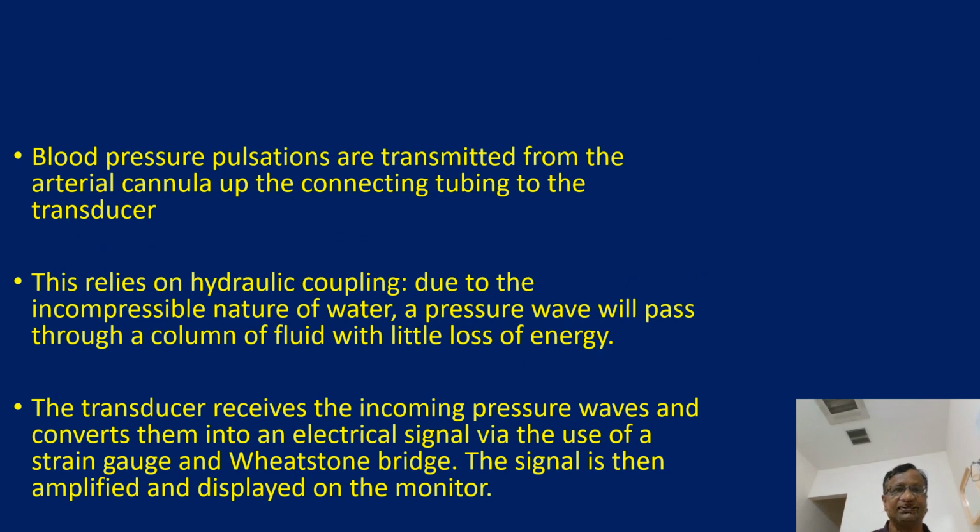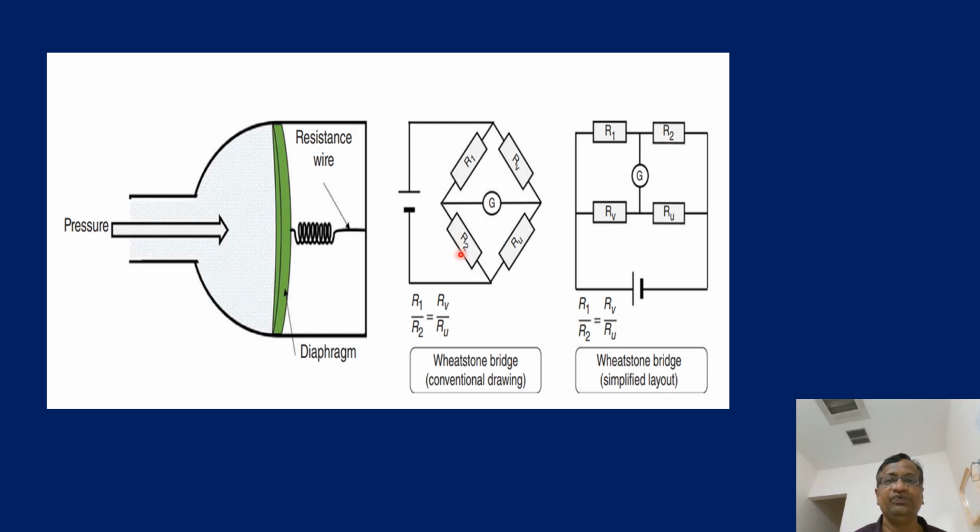Transducer, yes. The blood pressure pulsations are transmitted from the arterial cannula through the connecting tubing to the transducer. This relies on hydraulic coupling. What is this? The nature of water, the pressure when you pass through the column, right? The transducer will receive the column and convert it to an electrical signal, as it is attached to the Wheatstone bridge. What is it? This is the Wheatstone bridge. Now the pressure is applied. This is changed. The resistance wire is changed.